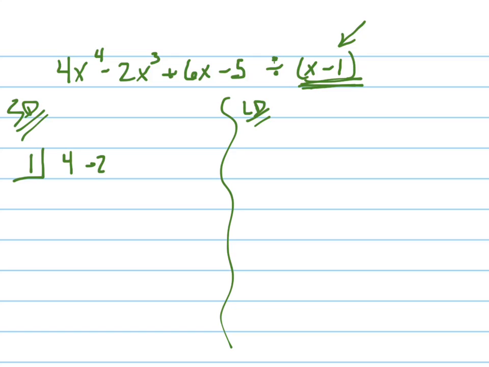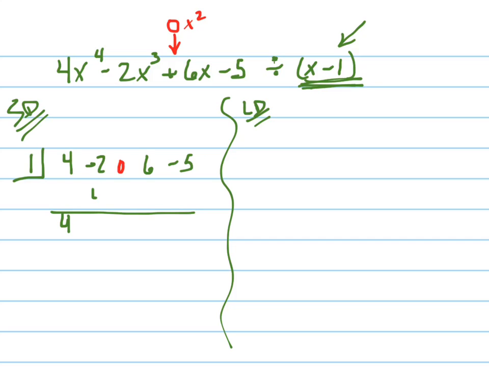Coefficients, but here's the trick. What coefficient do you not see here? 0, x squared, and this is what people usually forget. They have to hold the place. You have to put the 0 in there. If you don't put the 0 in there, you're going to get the wrong answer.